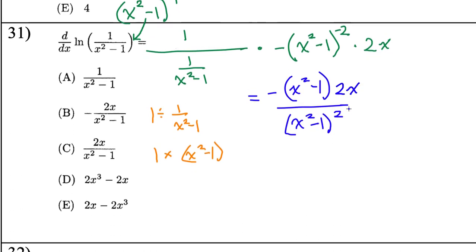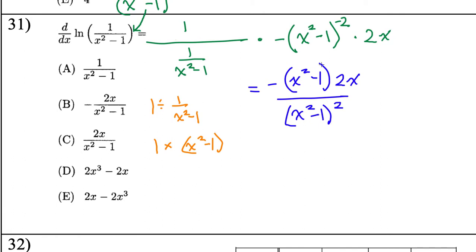Things are going to start canceling out. How many of these x squared minus 1s do I have on the top? 1. How many do I have on the bottom? 2. Well, let's cross off 1 on the top, 1 on the bottom, and now my new equation becomes negative 2x all over x squared minus 1. And where is that? There it is, B.